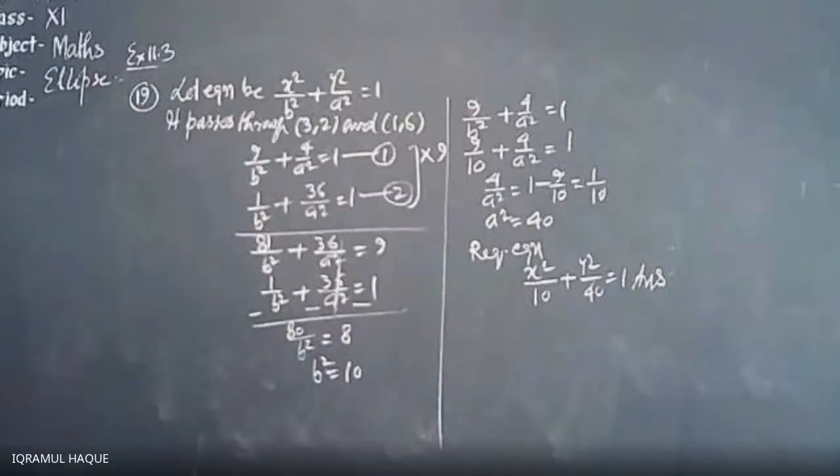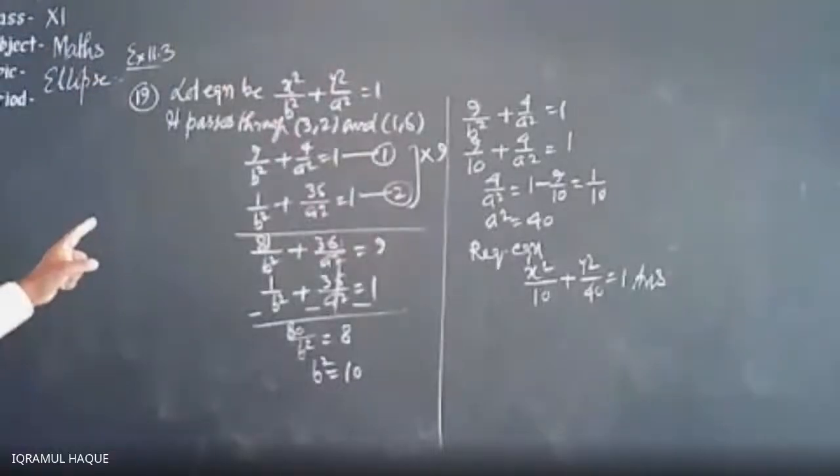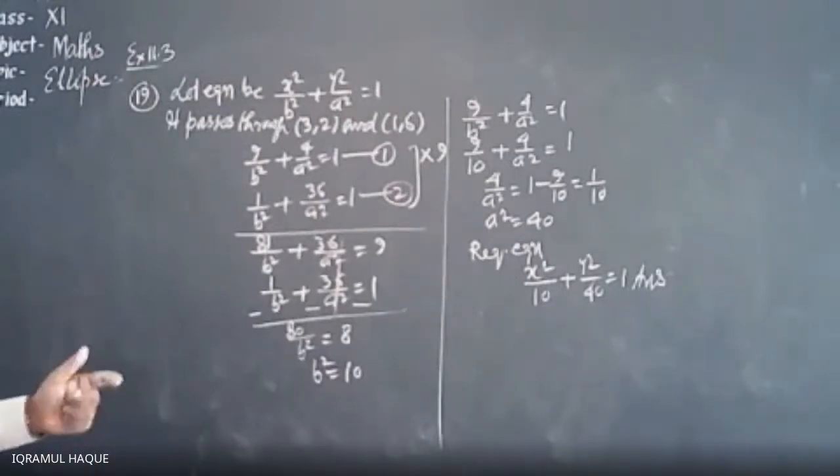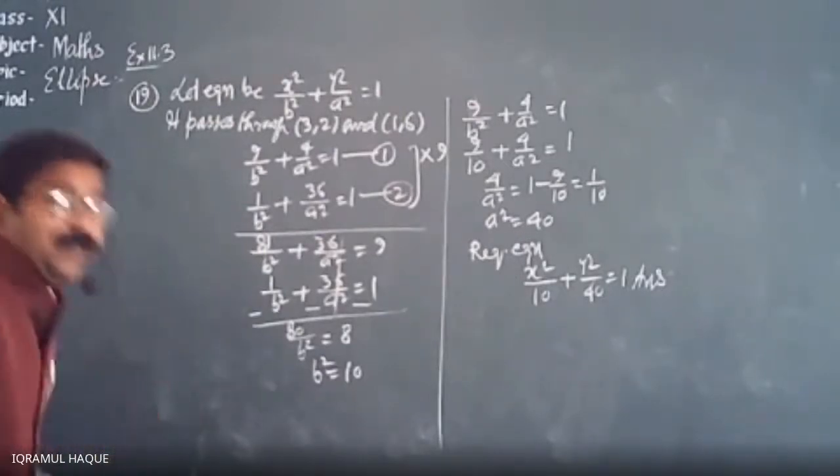Yes, sir. And see the question number 20. Same question. Major axis is on the x-axis and it passes through 0, 4 and 6, 2. So in this case, the equation will be x square upon a square plus y square upon b square is equal to 1. And it passes through these two points. So you will write the value of x and y and get the two equations. Solve for a square and b square and you get the equation. Can you write?